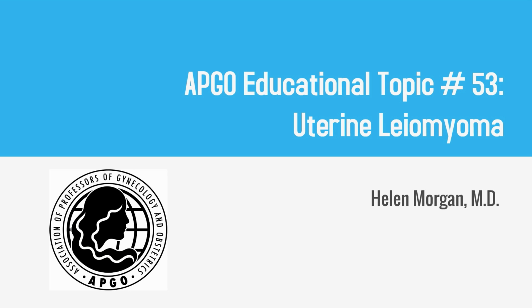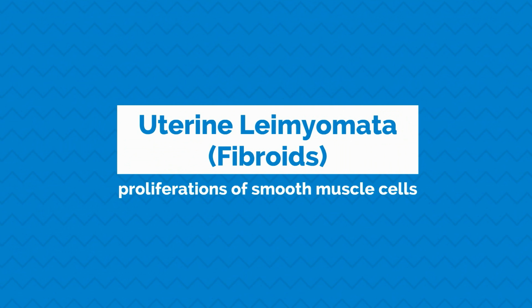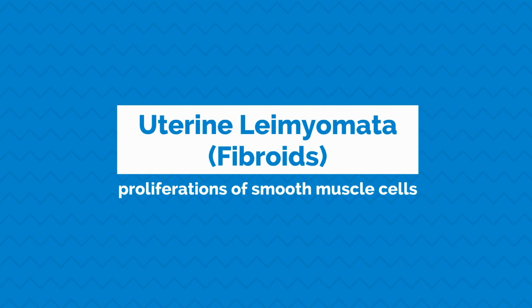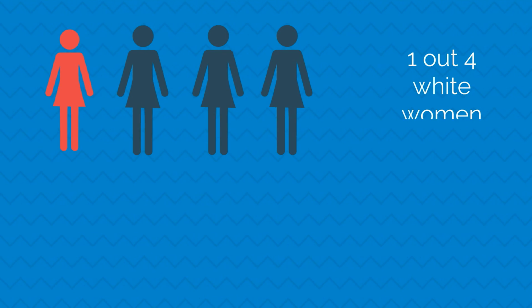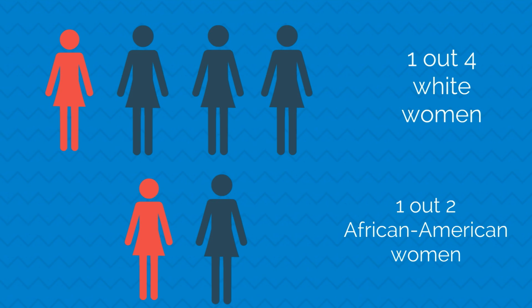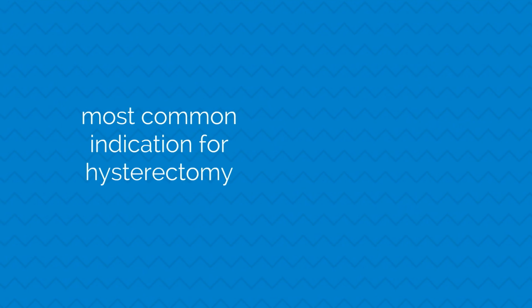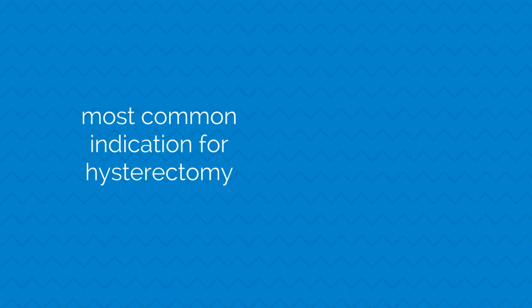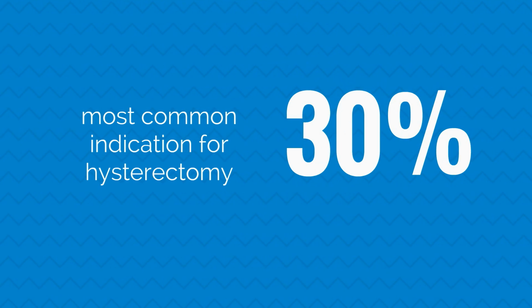APGO Educational Topic Number 53, Uterine Leiomyoma. Uterine leiomyomata, or fibroids, are proliferations of smooth muscle cells. They are very common, and by the 5th decade of a woman's life, they may be present in 1 out of 4 white women and 1 out of 2 African American women. Fibroids are the most common indication for hysterectomy, accounting for approximately 30% of this operation.